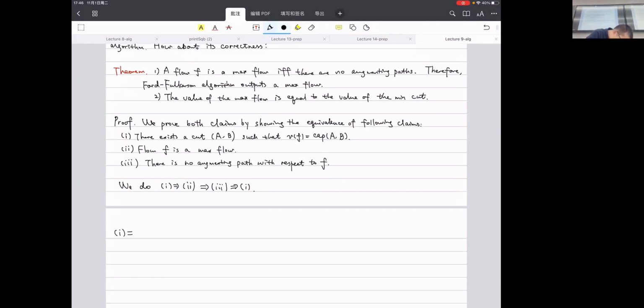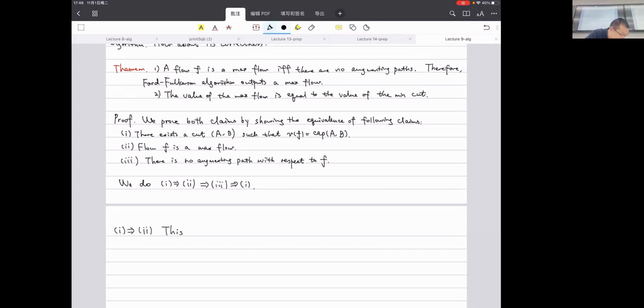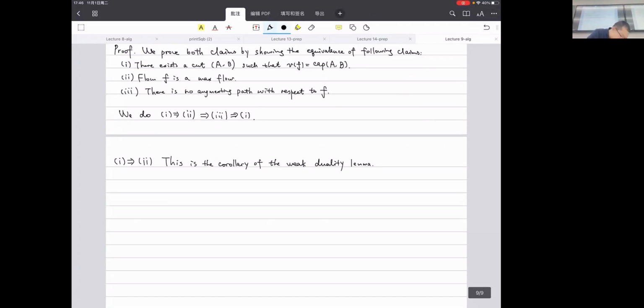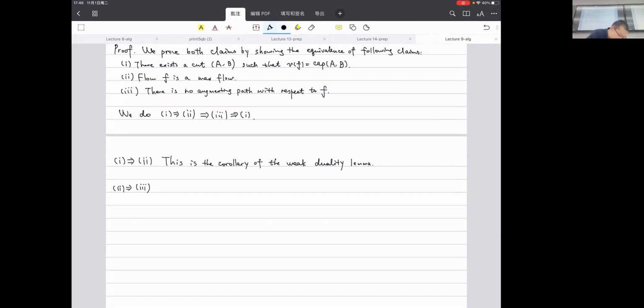So basically for 1 to 2, if there is a cut such that VF equals cap AB, then the flow F is a max flow. And this is just the weak duality lemma. So 1 to 2 is probably the most trivial part of this proof. Then we go to 2 to 3. That the flow F is a max flow is going to imply that there is no augmenting path with respect to F. This is also quite straightforward. This can be easily seen by a contradiction argument.